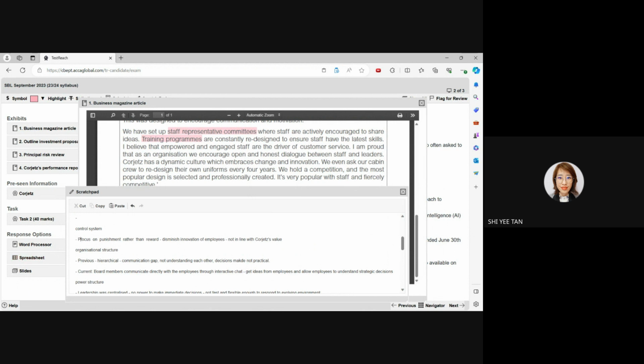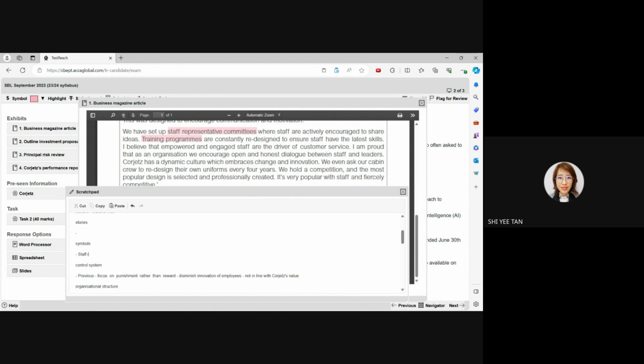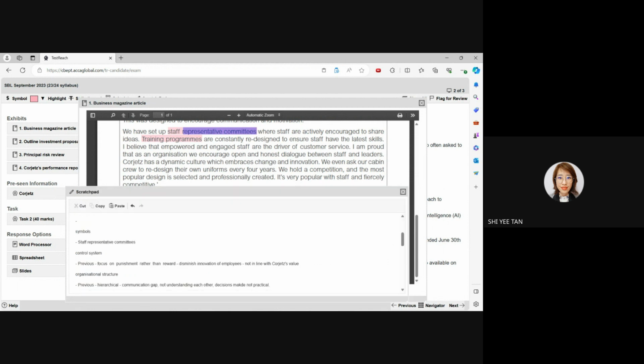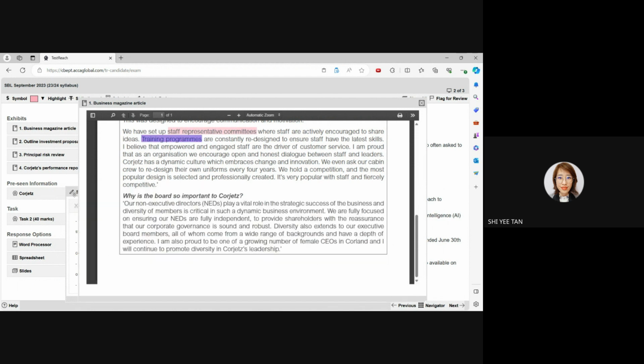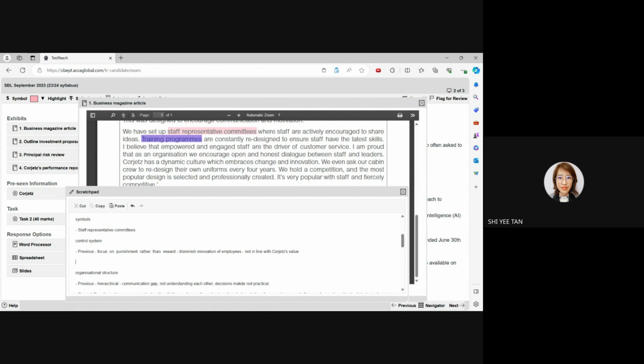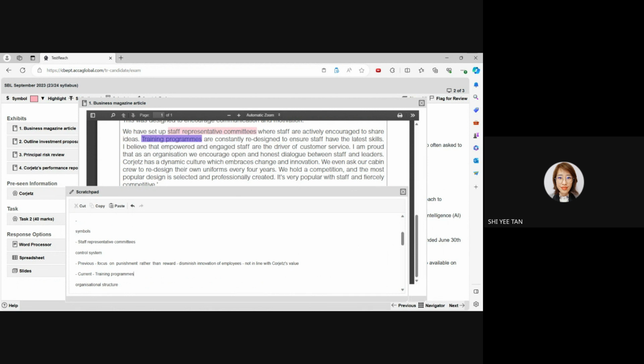Oh, forgot to write the previous. They actually give training programs to the employees so that employees will be equipped with the latest skills, right? So this one can be the control system. Okay, I write the simple one. Some training program. Okay, and training program we have here. Currently, train your employees, so you will make them have the skill set that you want them to apply, right?